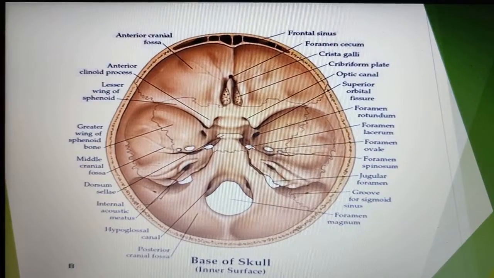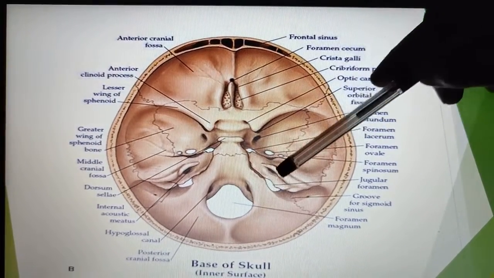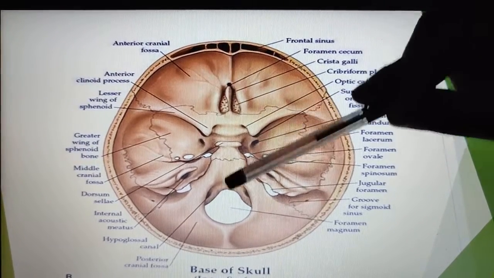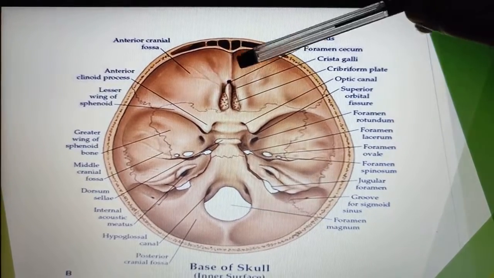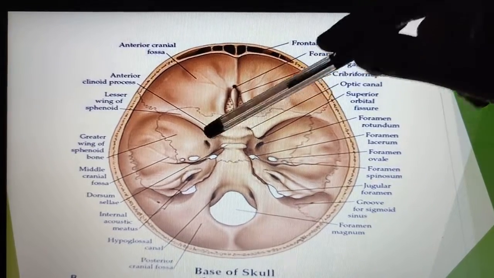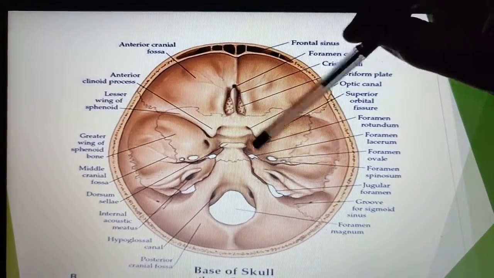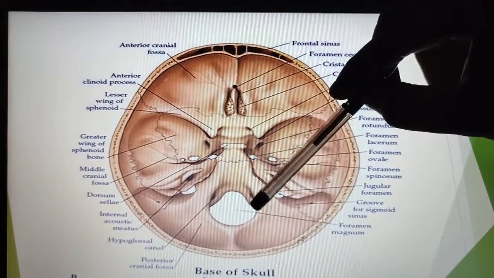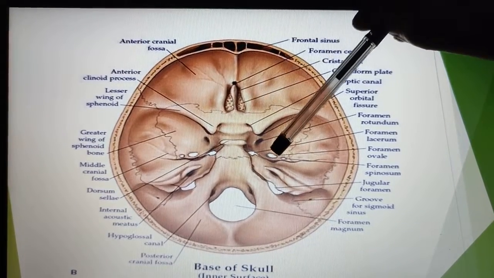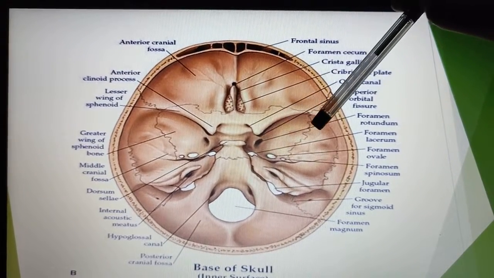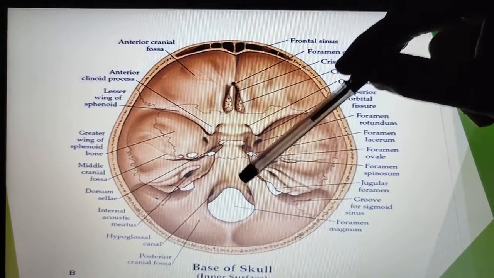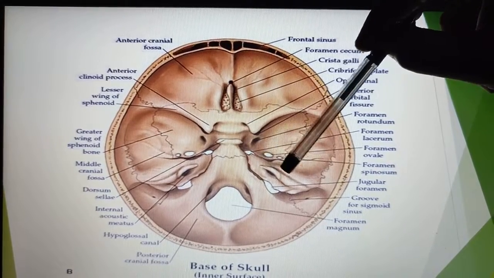Clear? So let us revise once more about the base of the skull. It is divided into three parts: anterior cranial fossa, middle cranial fossa, and posterior cranial fossa. The anterior cranial fossa lodges the frontal lobe of the brain. The middle cranial fossa lodges the two temporal lobes. The posterior cranial fossa lodges the occipital lobe. The anterior cranial fossa is separated from the middle cranial fossa by the lesser wing of the sphenoid. The middle cranial fossa is separated from the posterior cranial fossa by the petrous part of the temporal bone.